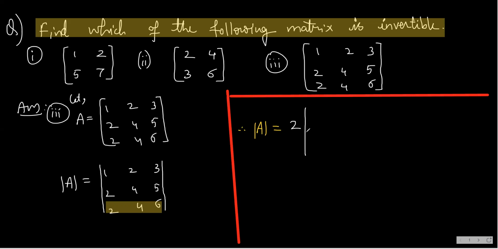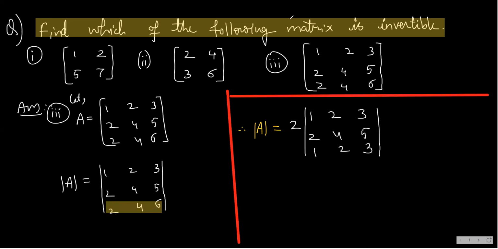So you get here 2 out. The first row is 1, 2, 3, no change. The second row is 2, 4, 5, no change. And the third row becomes 1, 2, 3, because you are taking 2 out, common factor out from this. So 2 becomes 1, 4 becomes 2, and 6 becomes 3.